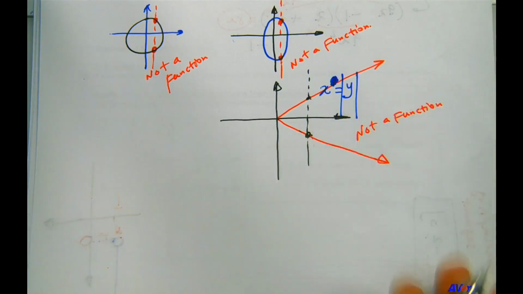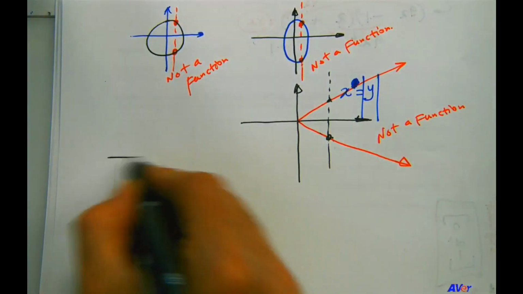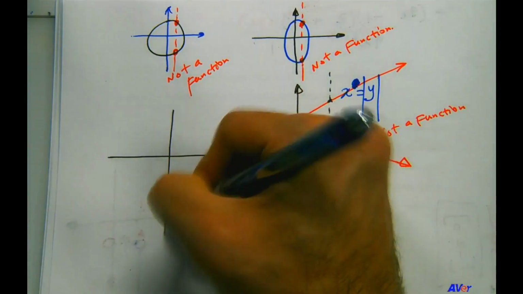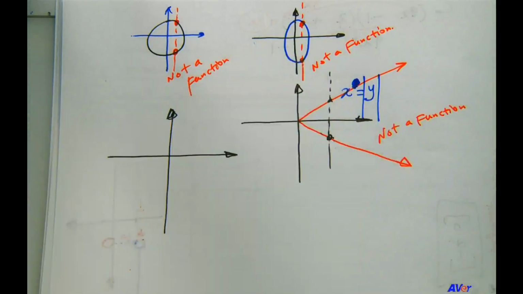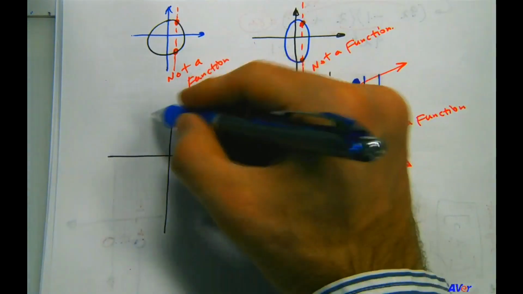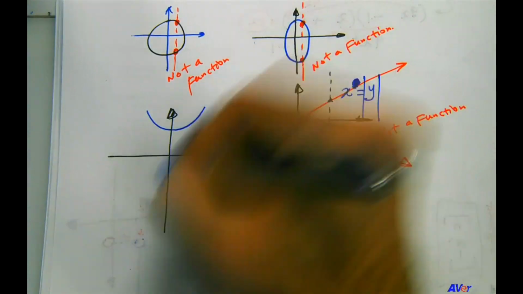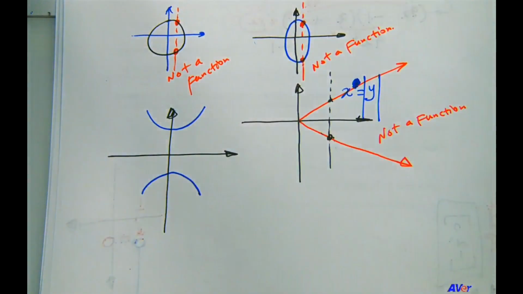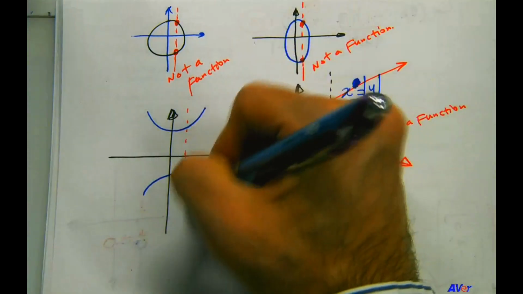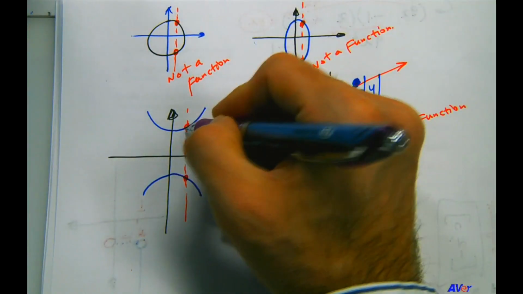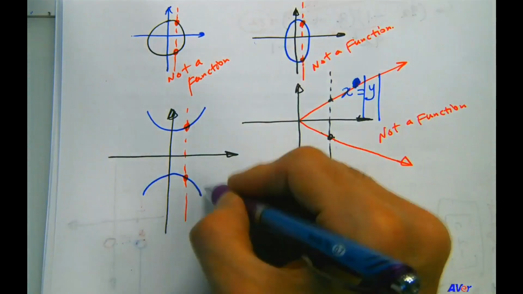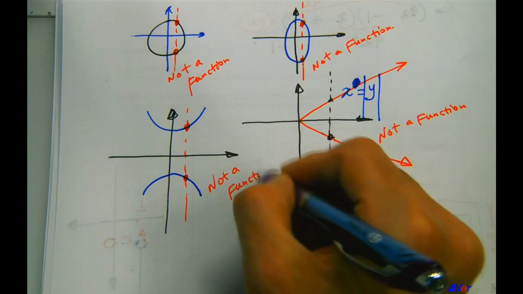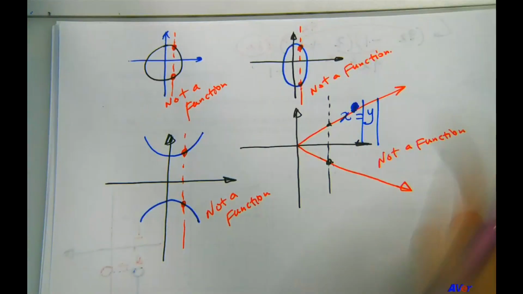Another entity that is not a function is a hyperbola. Right? You can draw a hyperbola like that, something like that. I'm just drawing a rough sketch. And once again, a vertical line intersects it at more than 1 point, at 2 points. So once again, a hyperbola is not a function, and we can do that using the vertical line test.